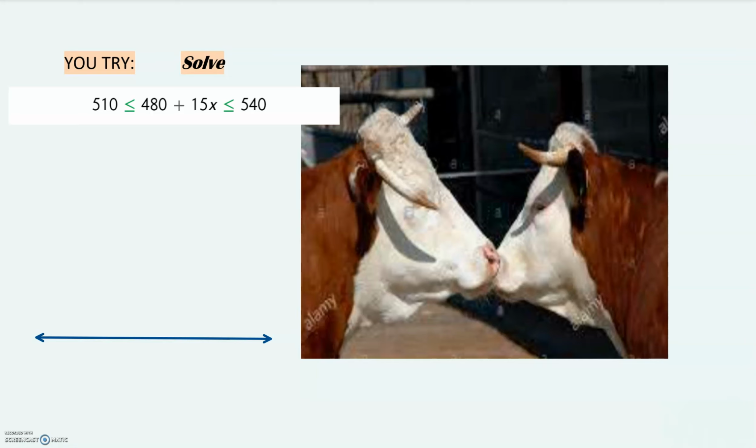Now that you have tried on your own and see how it can be modeled, this is a you try slide. So again, you're going to take this compound inequality, break it up into two different inequalities to solve for what the value of x can be. Then take your solutions to those values and graph them onto one number line to get your AND solution.